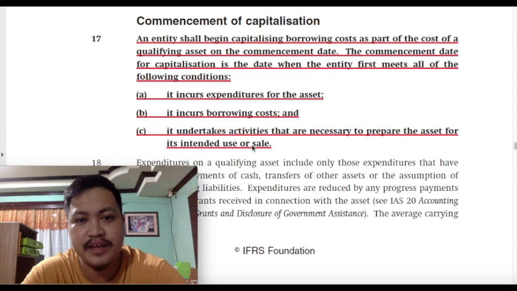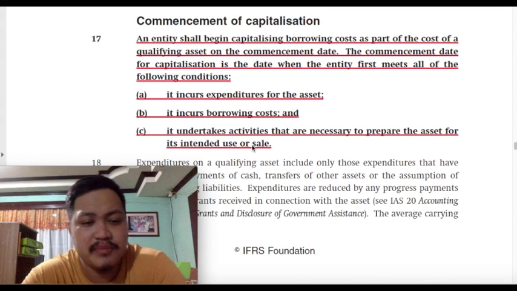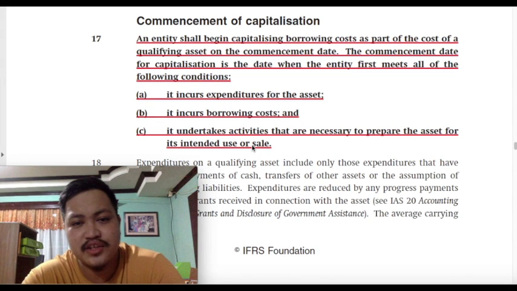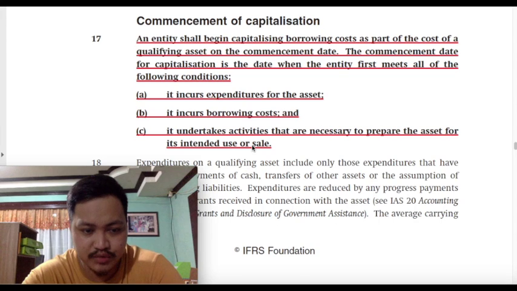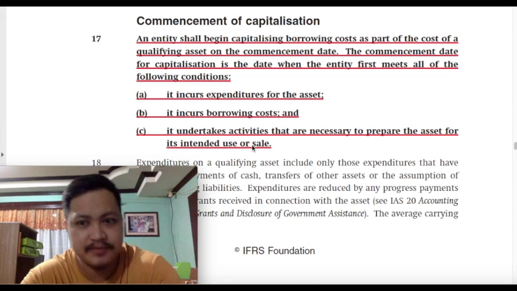So the standard provides, class, that an entity shall begin capitalizing borrowing costs as part of the cost of the qualifying asset on the commencement date. Very technical, class, you just have to remember that it will begin on the commencement date. And that makes sense, class, and that is the very reason why we call it your commencement date. The challenge on the part of the students would be to determine when then is the commencement date.